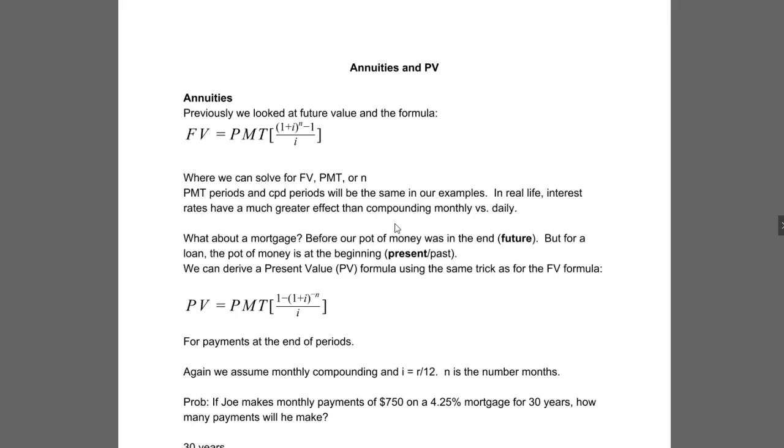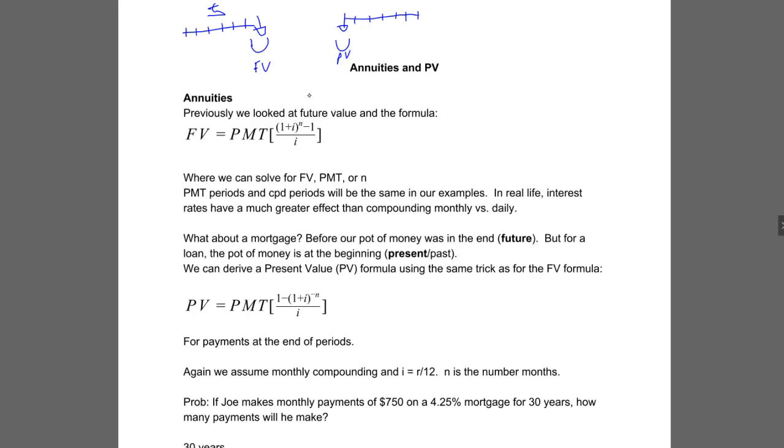In this lesson, we'll look at annuities in present value. In the previous lesson, we looked at the situation where we made payments over time, and then we ended up with a pot of money at the end, which we call the future value. Now we're going to look at when you take a loan and you get a pot of money from the bank at the beginning, and then you make payments to pay back that pot of money. And we call that the present value. So you get the money now, versus getting the money in the future.